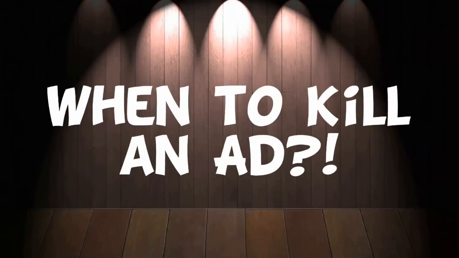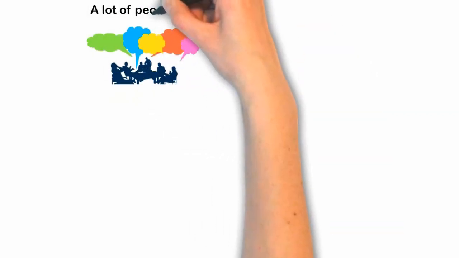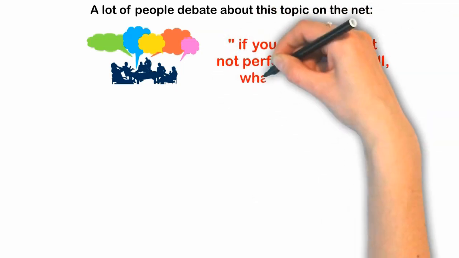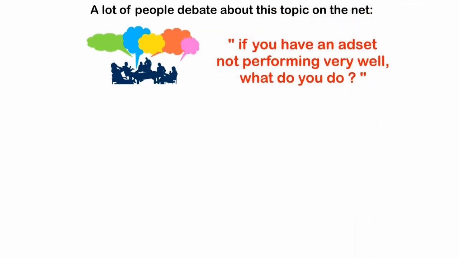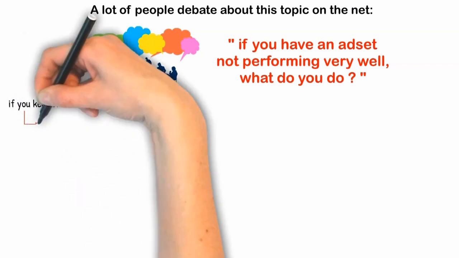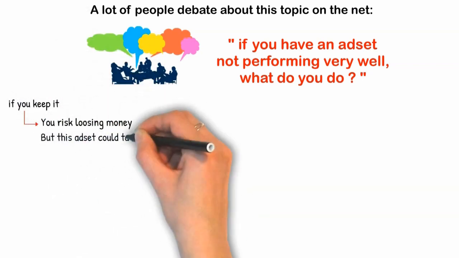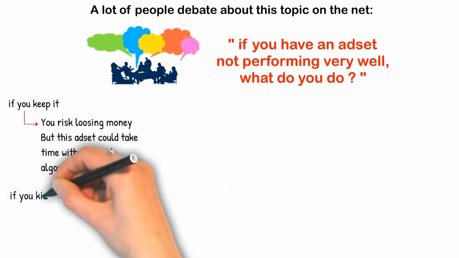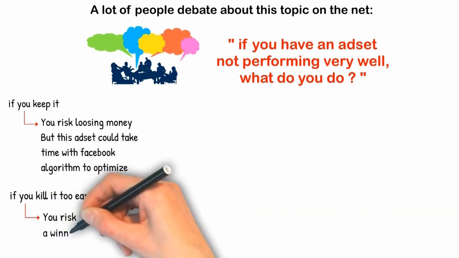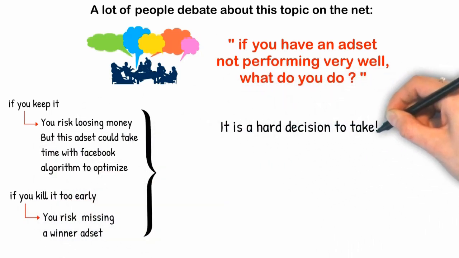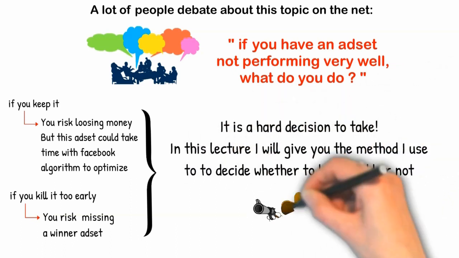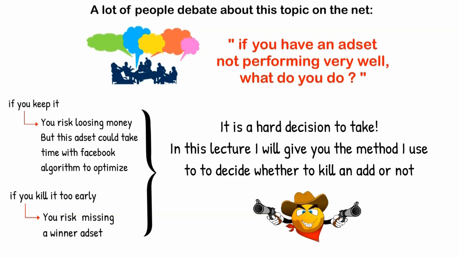In this lecture, we are going to discuss when should you kill an ad. A lot of people debate about this topic on the net. If you have an ad set not performing very well, what do you do? If you keep it, you risk losing money. But this ad set could take time with Facebook algorithm to optimize. And if you kill it too early, you risk missing a winner ad set. It's a hard decision to take. In this lecture, I will give you the method I use to decide whether to kill an ad or not.